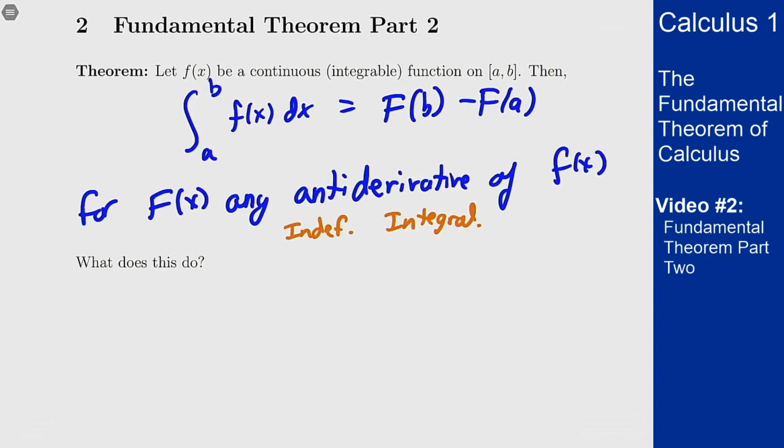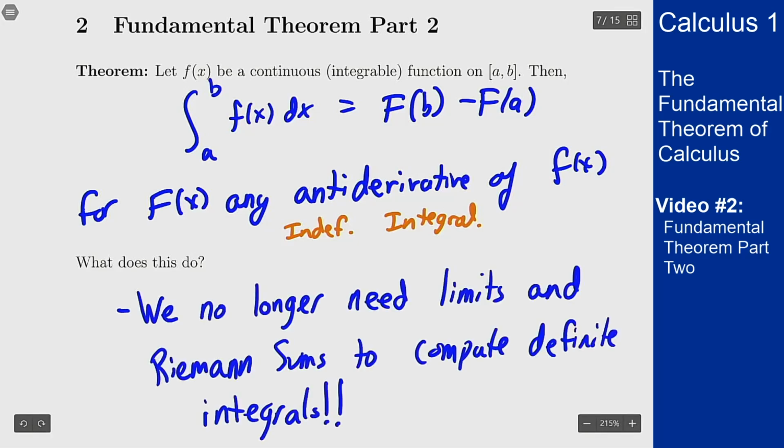What does this do for us? Well, on the whole, this is fantastic. This means we no longer need limits and Riemann sums to compute definite integrals. This is sort of analogous to our shortcut rules for derivatives back in our derivatives chapter, but the idea is now I can just use antiderivatives to help me compute these definite integrals and don't need to resort to rectangles and limits and all that stuff.